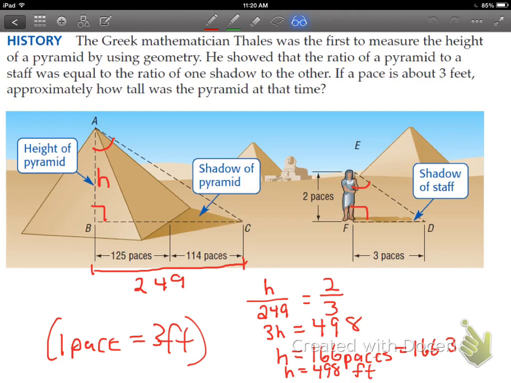That's an equivalent proportion. You may have written h over 2 equals 249 over 3, which is actually the way we've taught this. But after cross-multiplying, you'll have the same answer in either case. So the height of the pyramid is 166 paces, and since a pace is 3 feet, that's 498 feet.